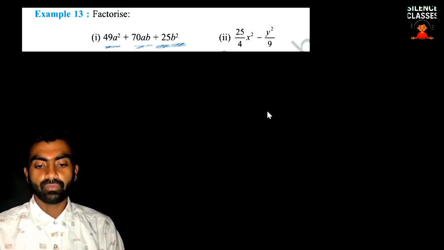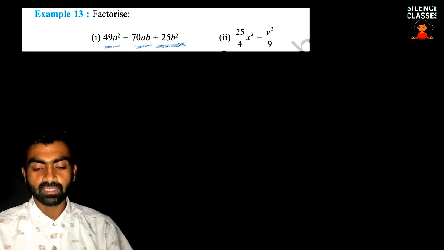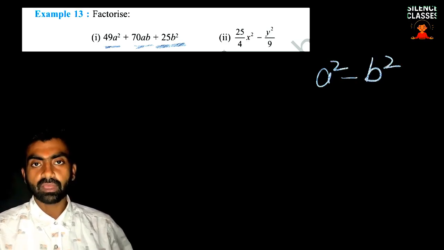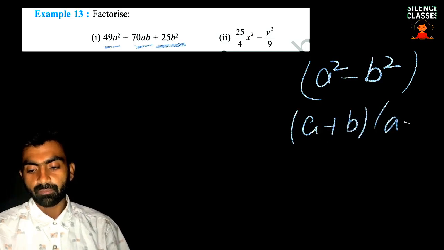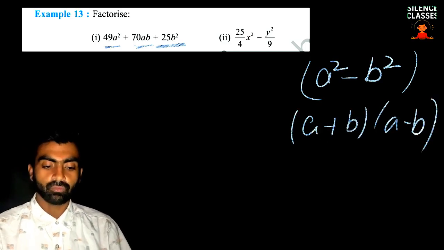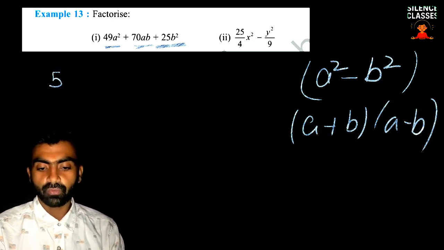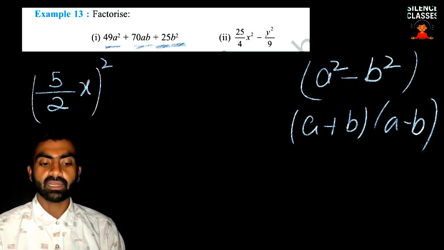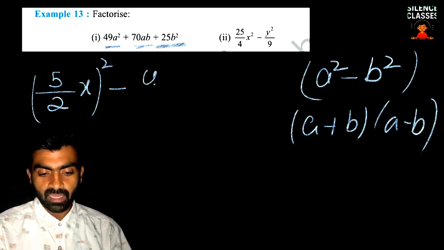Over here we got 25 minus 4x square minus y square. You can check it out. So we can write it down in the form of a square minus b square. A square minus b square is (a plus b)(a minus b). What we can do: 25 is the square of 5, and 4x square is the square of 2x. We can write it in this manner, minus, we can say y upon 3.